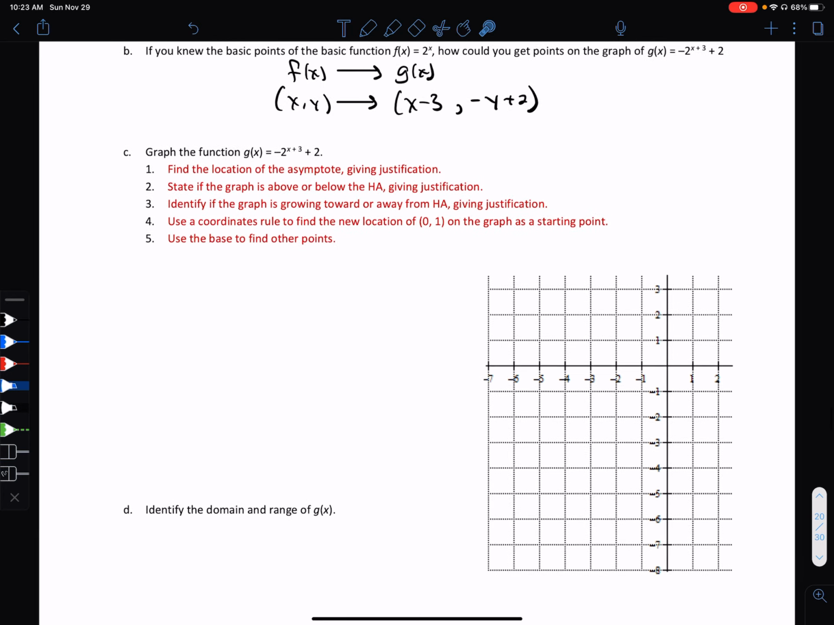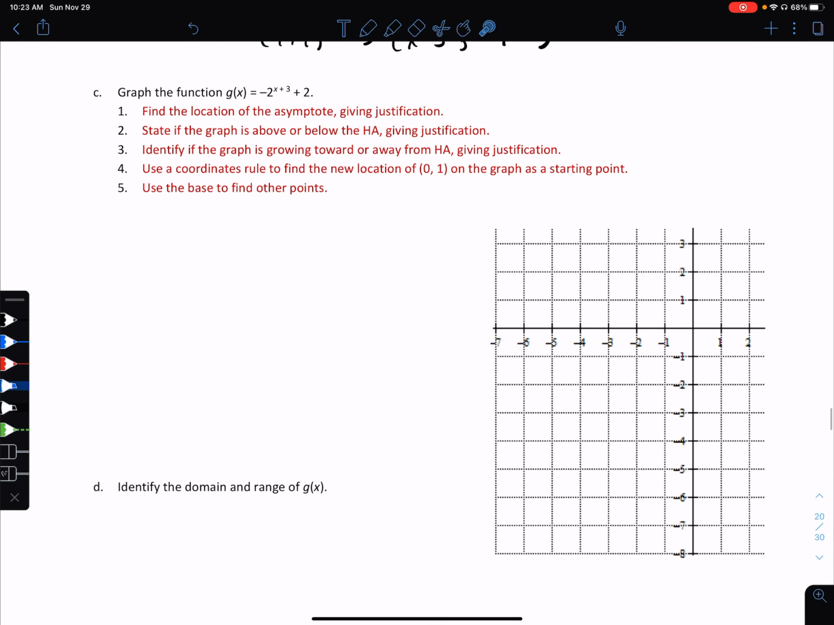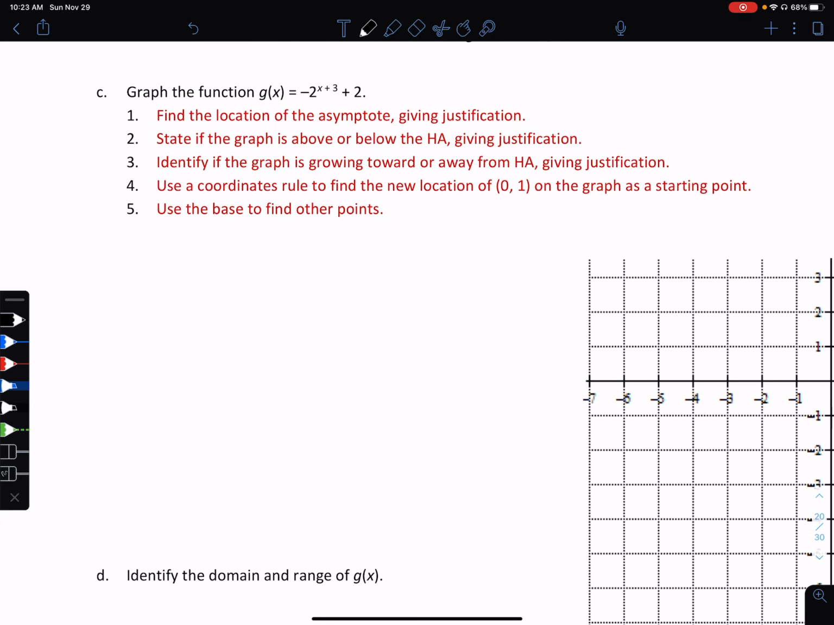C, graph the function. I'm giving you these steps here in red. These steps will not be given to you on a test or in your homework. These are things that you have to know. And I believe this is the easiest, most efficient way to do this. 1, find the location of the asymptote giving justification.